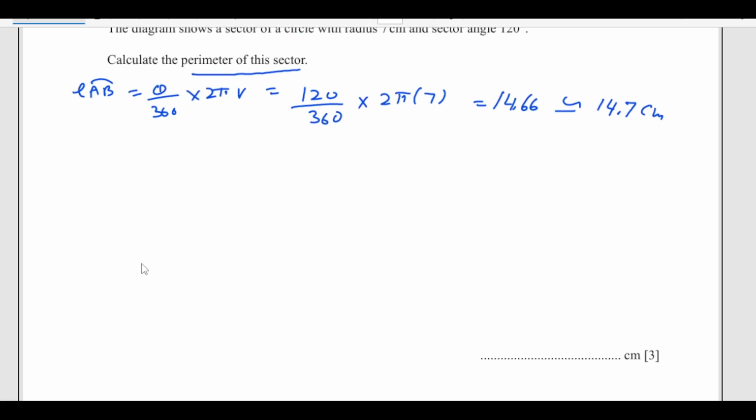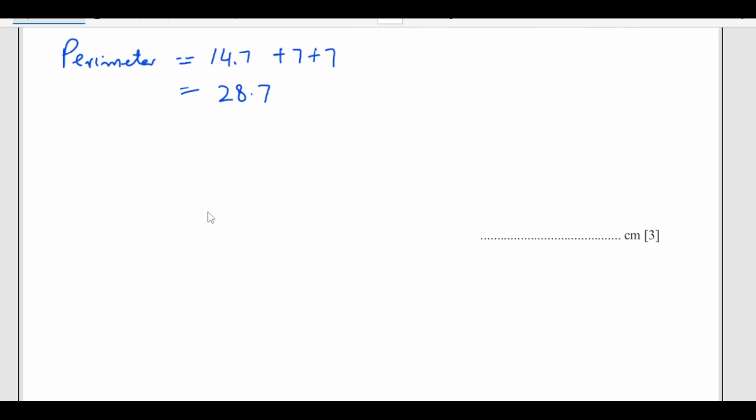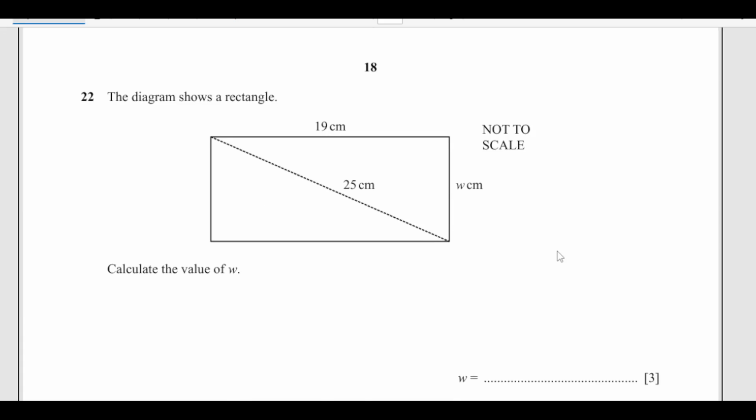Now we are going to have the perimeter of the sector. So this is going to be 14.7, which is the length of arc, plus 7 and plus 7, the 2 radii. So this is 28.7 centimeters, right?